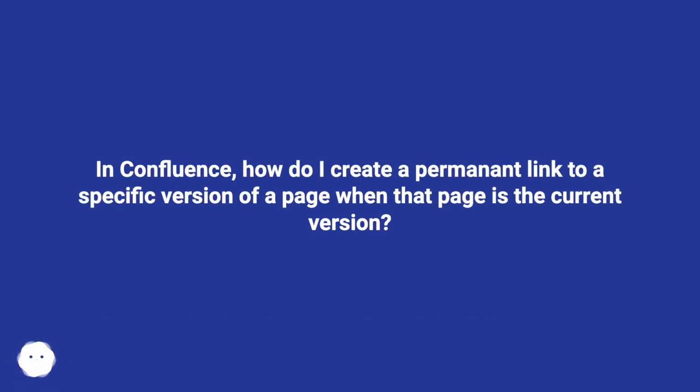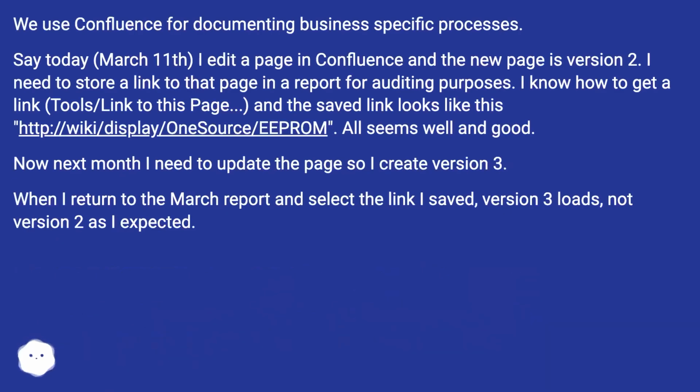In Confluence, how do I create a permanent link to a specific version of a page when that page is the current version? We use Confluence for documenting business-specific processes. Say today, March 11th, I edit a page in Confluence and the new page is version 2. I need to store a link to that page in a report for auditing purposes.